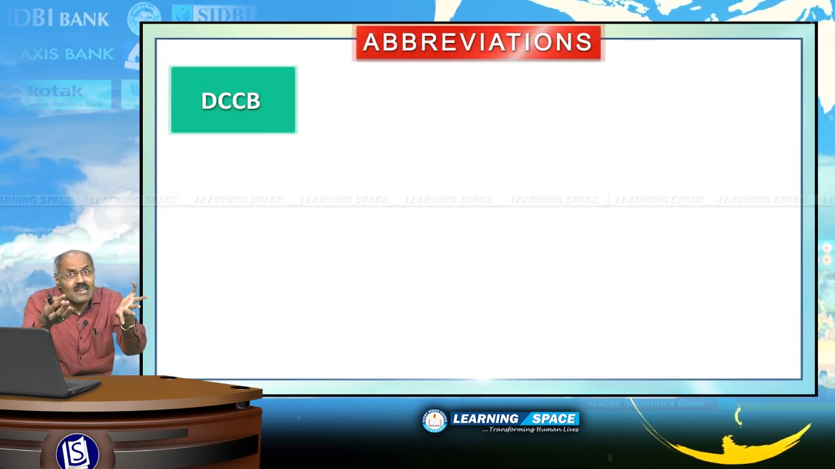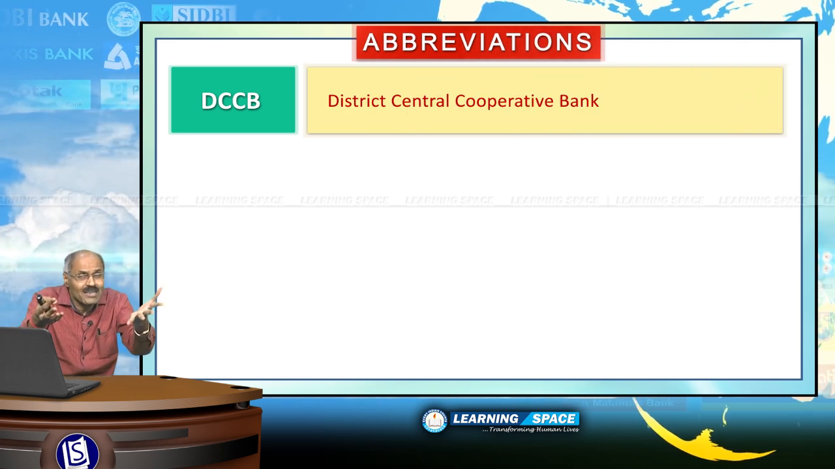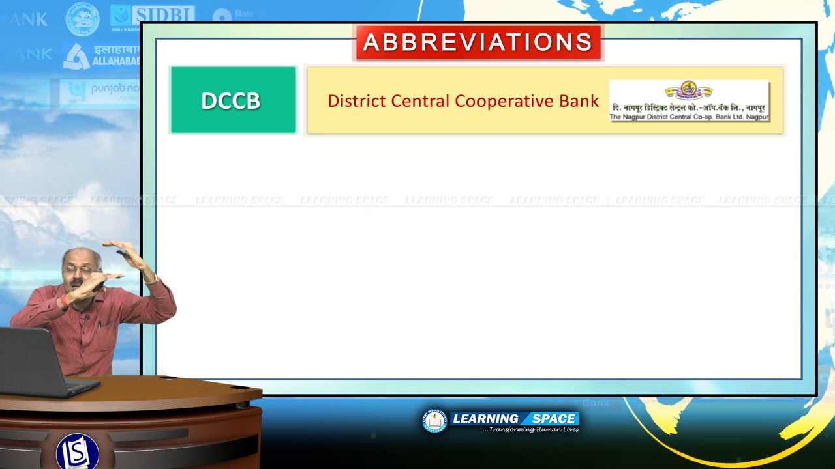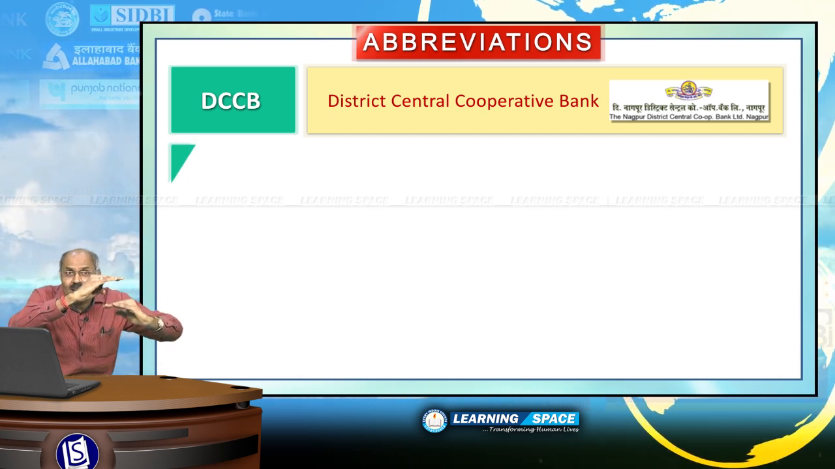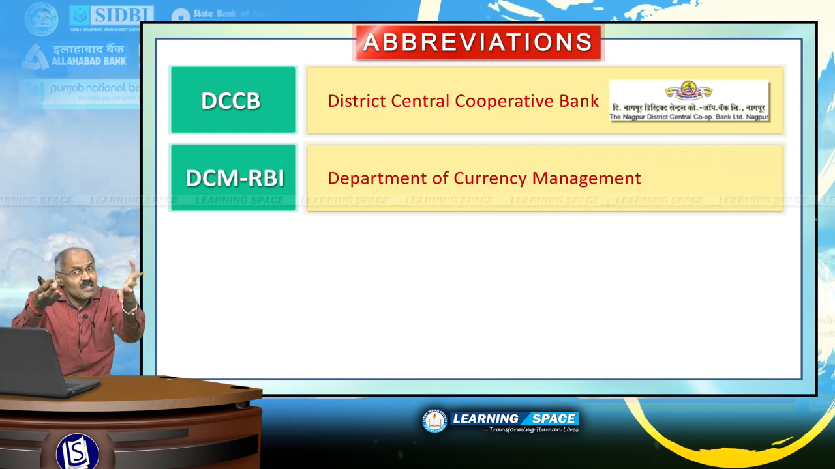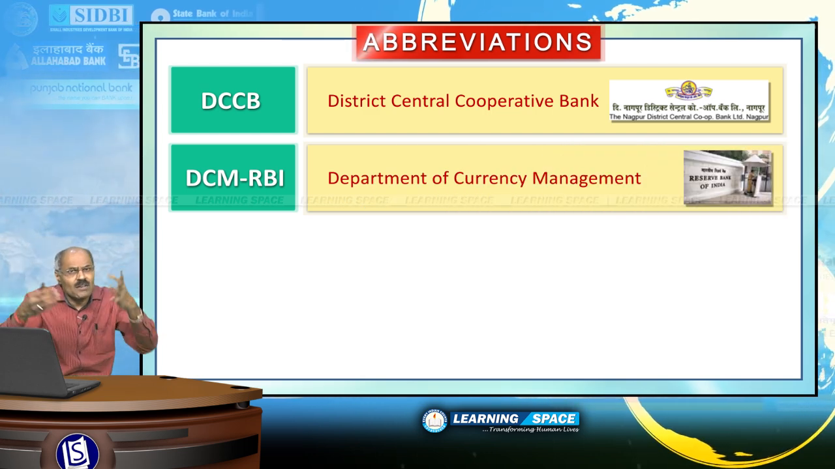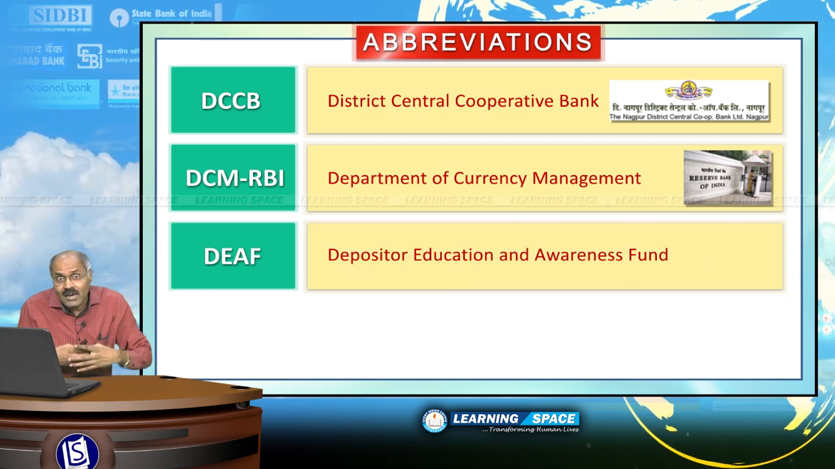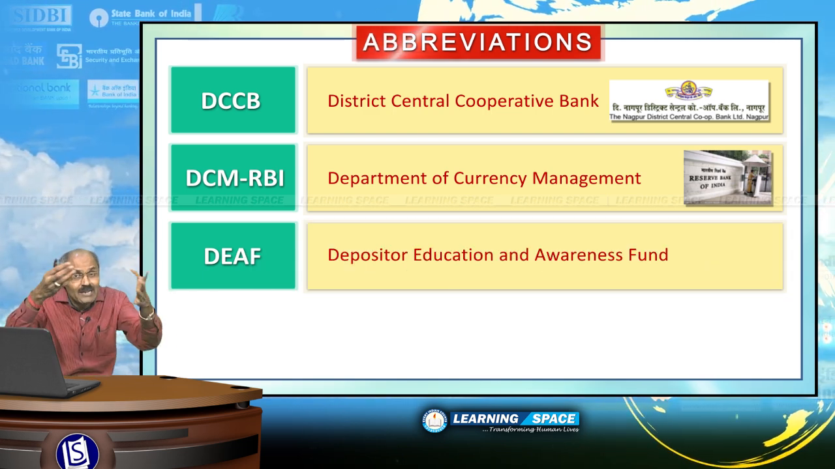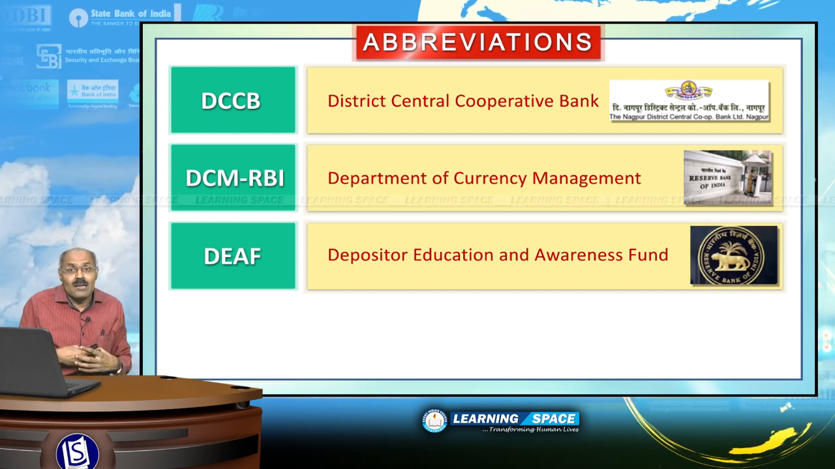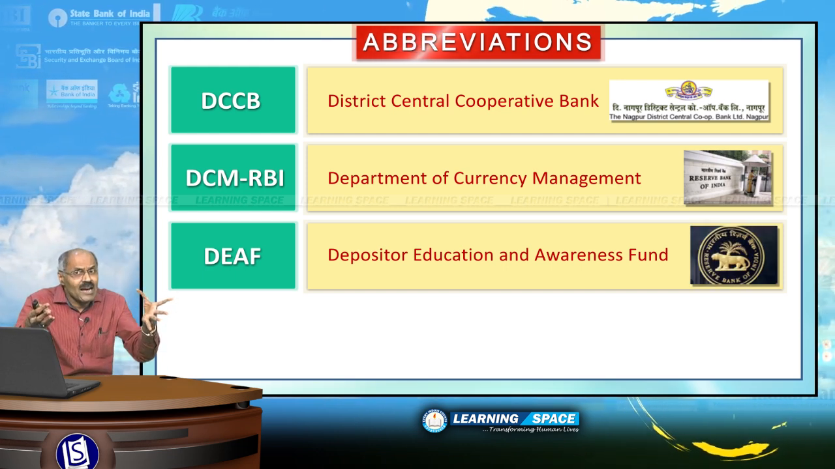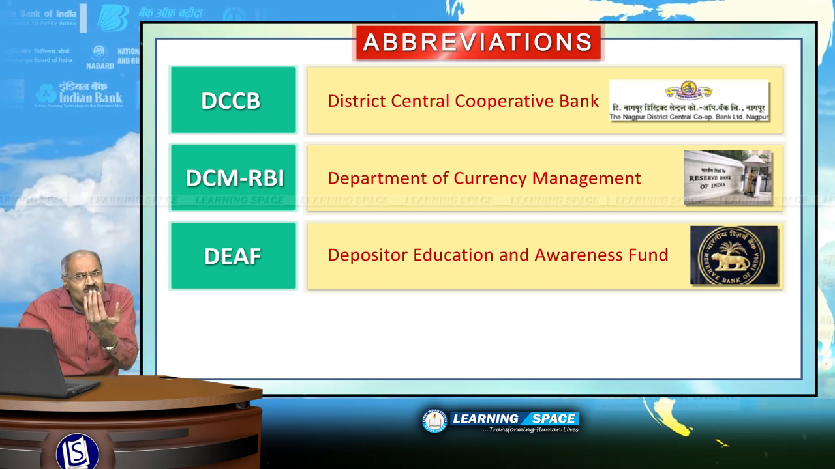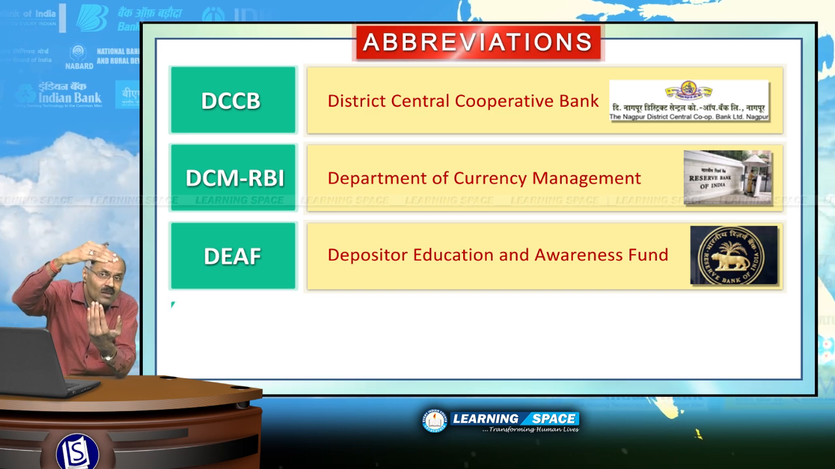DCCB, all of you are well aware, District Central Cooperative Bank, state level State Cooperative Bank, District Central Cooperative Bank, and PACS will be there at the village level. DCM, Department of Currency Management, this is one department of Reserve Bank of India. DEF, Depositor Education and Awareness Fund, is being maintained by Reserve Bank of India. The unclaimed deposits and inoperative deposits of more than 10 years duration will be transferred to DEF.